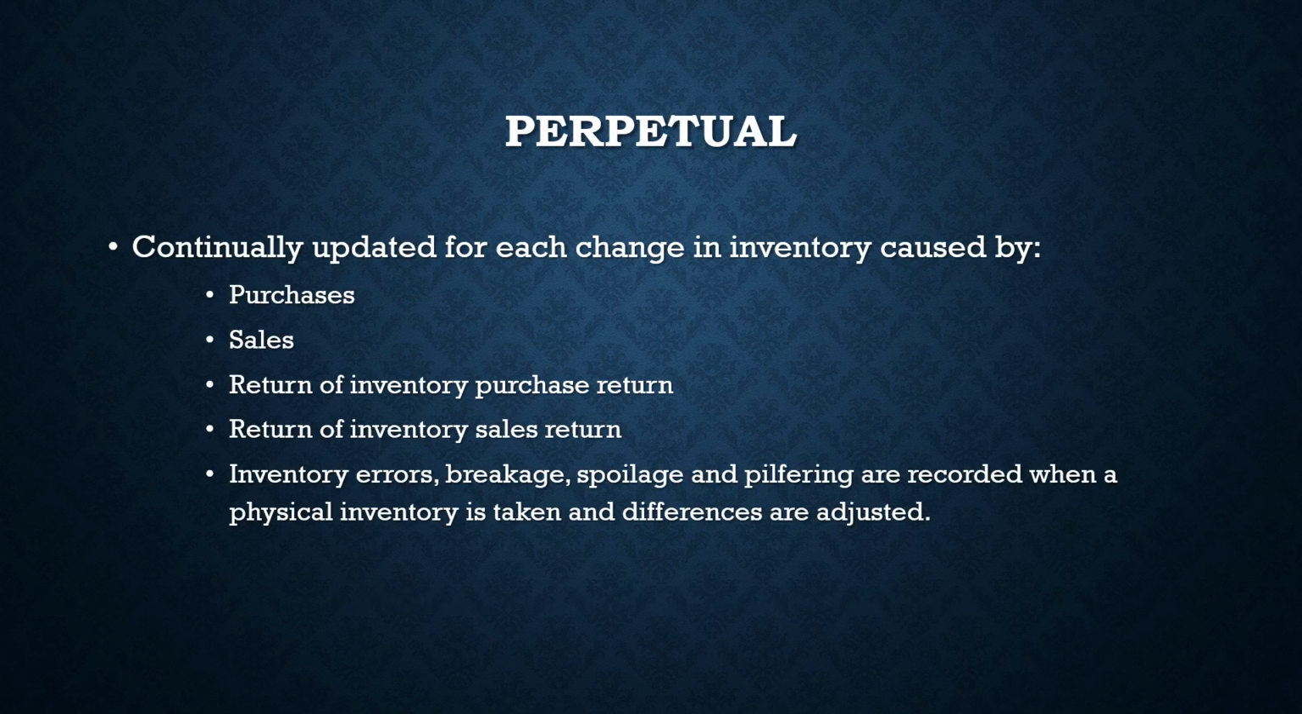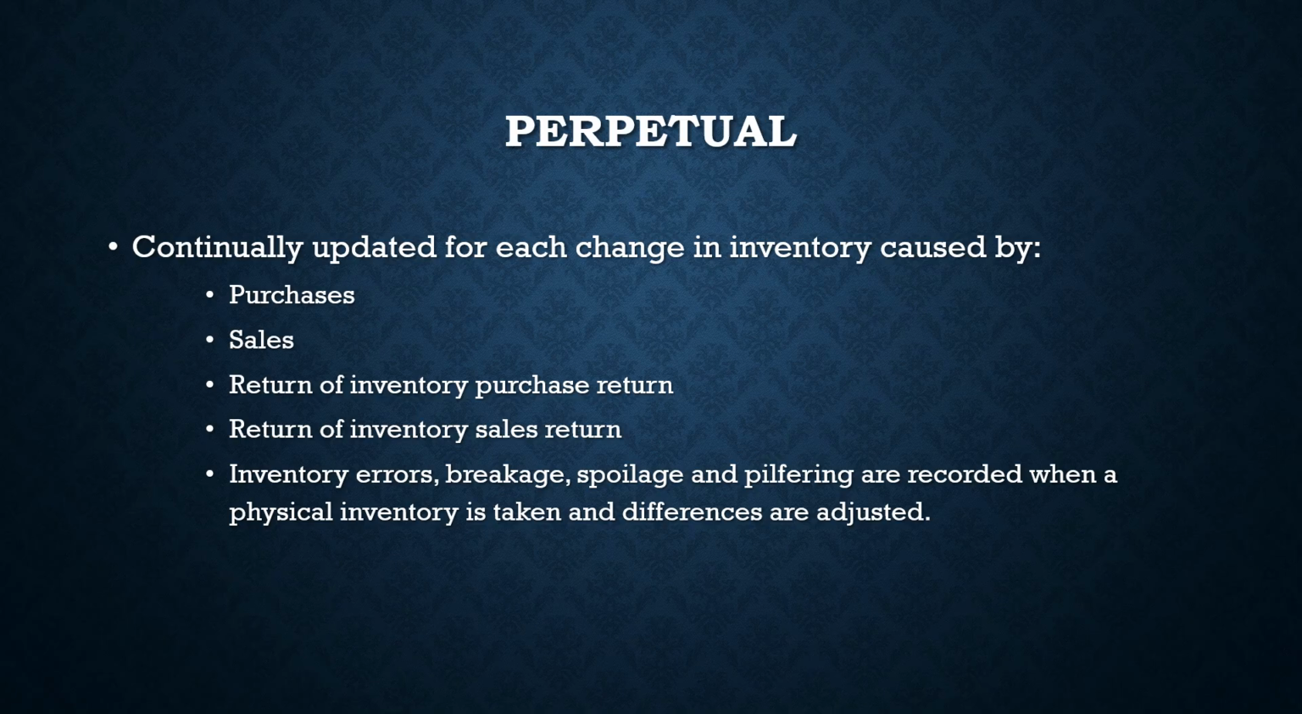Okay, periodic inventory. Perpetual inventories are continually updated for each change in inventory. So those are the inventories you see at Amazon. You see them at Walmart. When you go in there to say, well, I want to buy a case of pop, it'll tell you whether or not the inventory is low. So they have a perpetual inventory system. Purchases, sales, returns of inventory, and purchase returns and sales returns are all automatically updated.